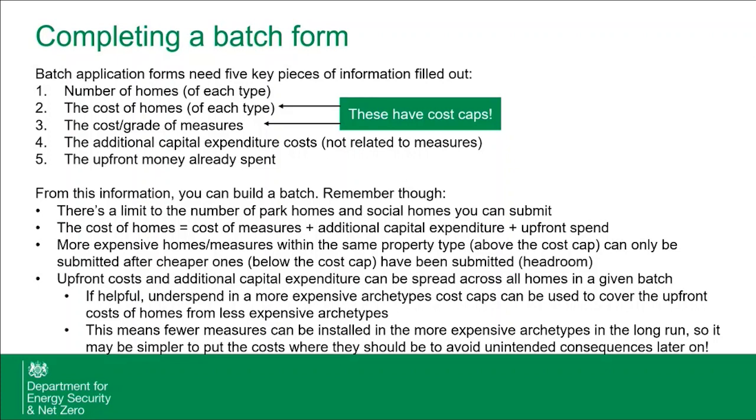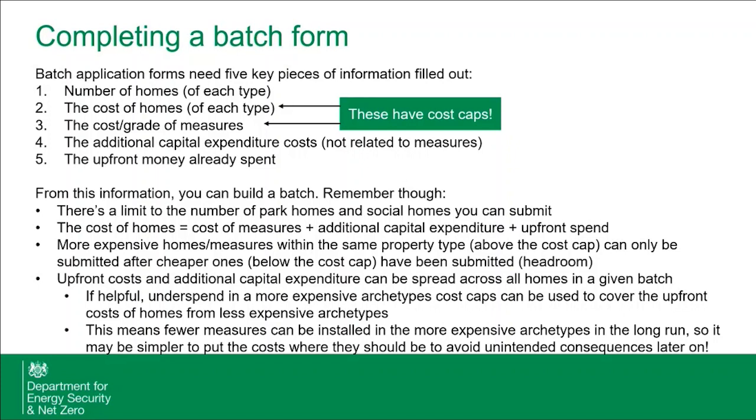Oh, Richard, do you want to come in? Yeah, thanks, Monty. It's really around the upfront money and the additional capital expenditure, and the impact on cost caps. In your points 2 and 3 here, you've said that the cost of homes and the cost of the measures have the cost caps against them, and that's linked to the archetype. But we've got the upfront costs for preparation, customer journey management, all of these other things, and then any additional prep works that are outside of a capital measure. So do those sit outside of the cost caps in the calculation?